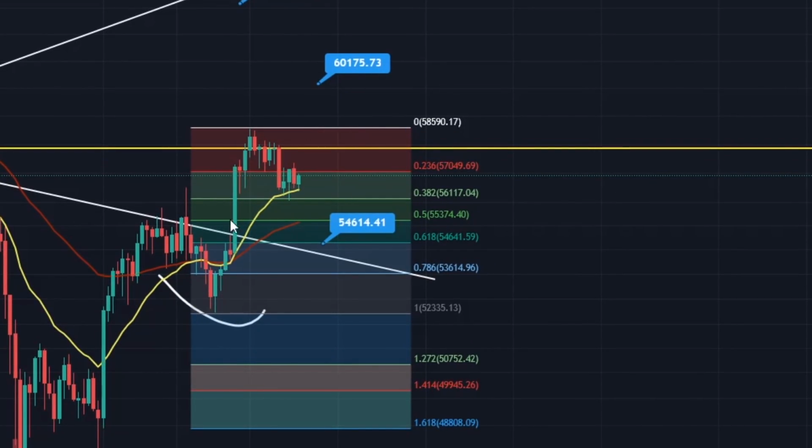But failing that, if that doesn't happen, you start to see continuation, you could be looking at a lovely 60k 175 Bitcoin token right there. So that's just some technical analysis and price predictions based off Fibonacci.